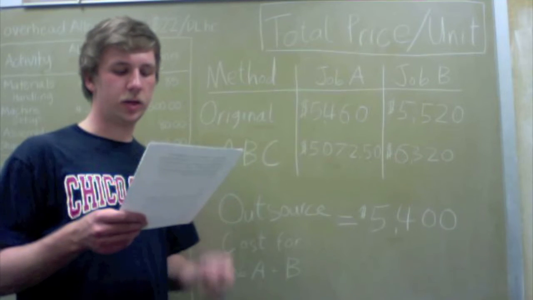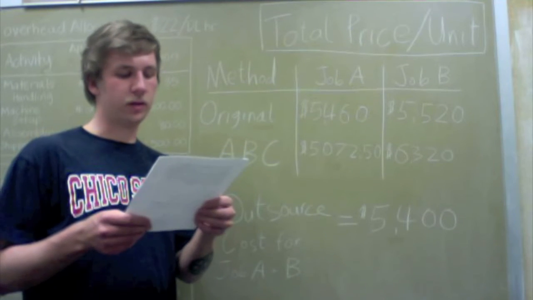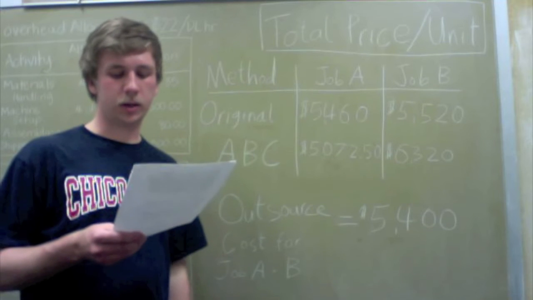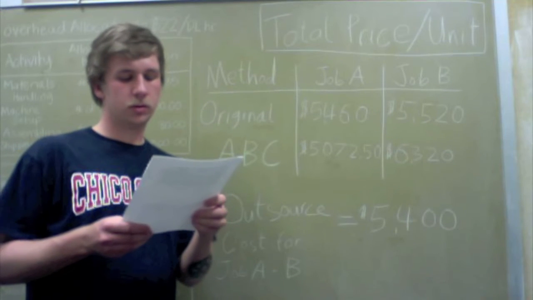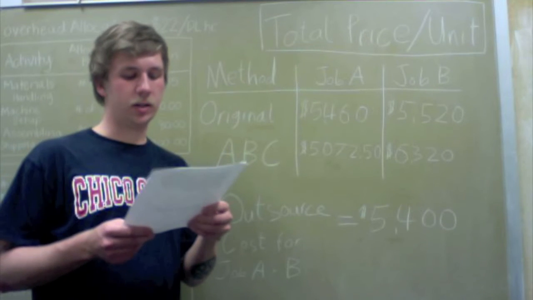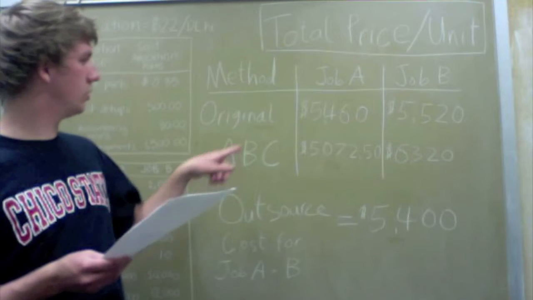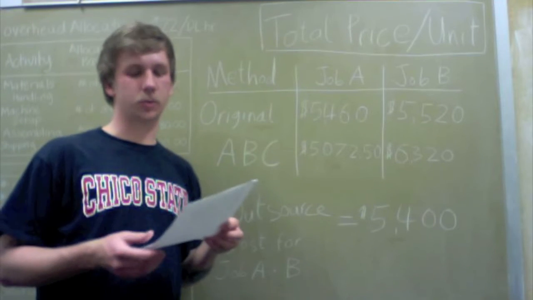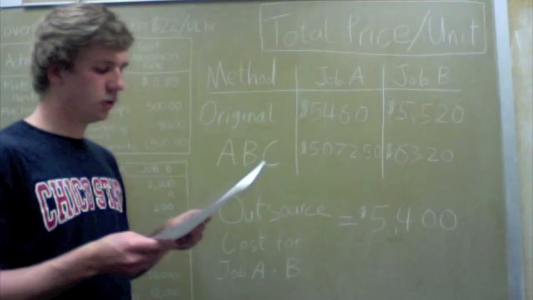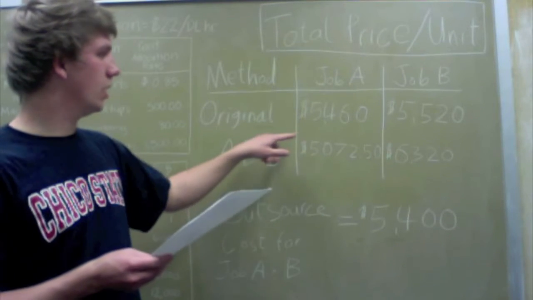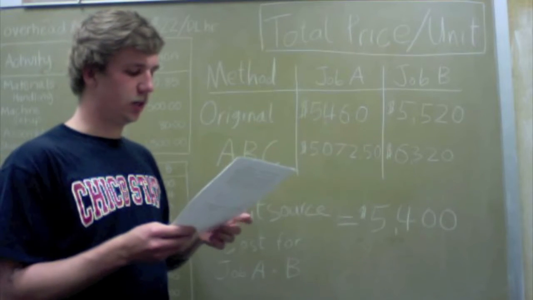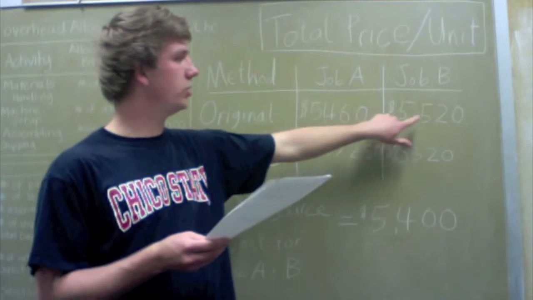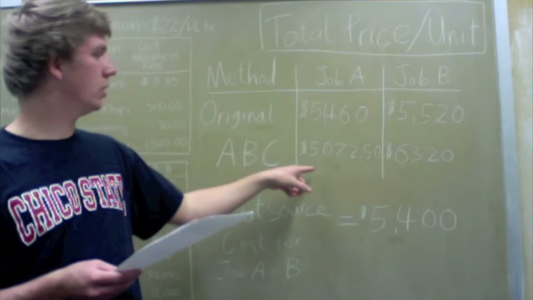Requirement 4 reads, a dependable company has offered to produce both jobs for Access for $5,400 per output unit, written here. Access may outsource, or buy from the outside company, job A only, job B only, or both jobs. Which course of action will Access's managers take if they base their decision on A, the original costing system, or B, ABC system costs? And which course of action will yield a greater income? If they go with the original system, they should outsource both jobs, because for job A, it's $60 cheaper per unit, and for job B, it's $120 cheaper per unit than the outsource cost.